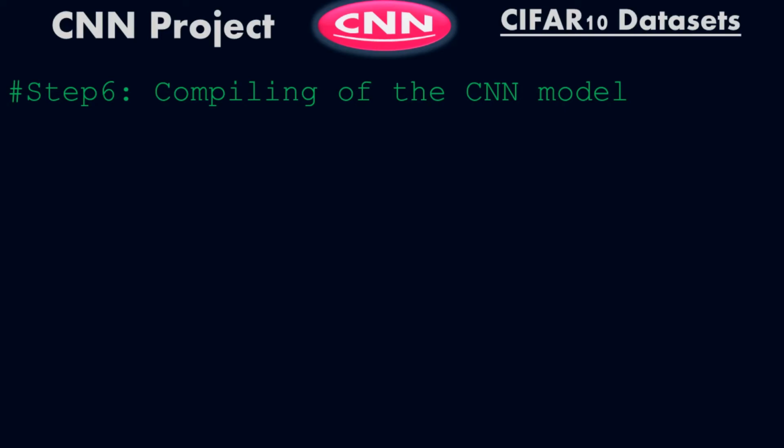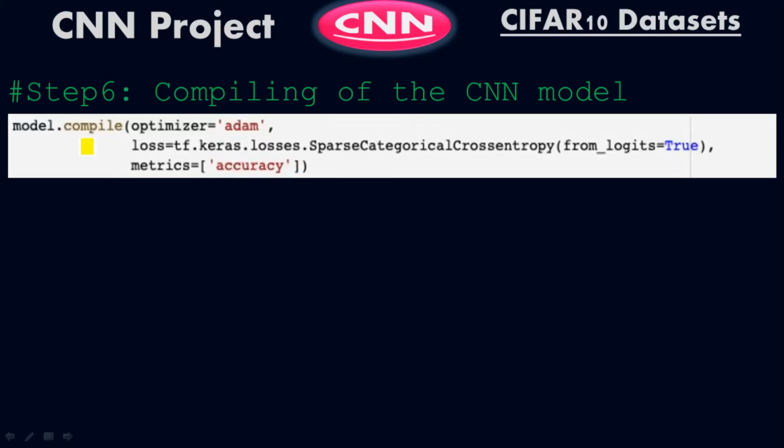In deep learning, there might be some steps which are not happening in machine learning. For example, compiling of the model. We were not doing compiling in a simple machine learning model. But here in deep learning, we are doing compiling of the CNN model. To do so, I'm going to use this line of code in Python, which is model.compile of optimizer equals Adam, comma, loss equals tf.keras, which is TensorFlow. Remember, tf is TensorFlow. Dot losses dot SparseCategoricalCrossentropy from_logits equals True, and then comma, metrics equals accuracy. So we compile this model.